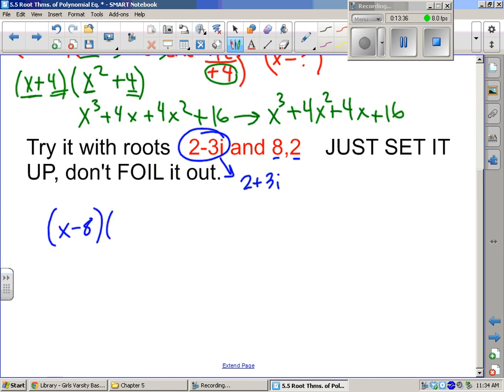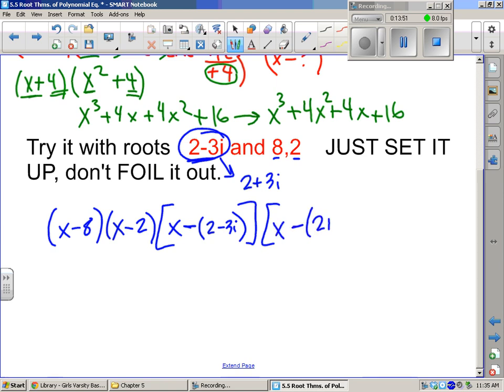One of them is x minus 8, one of them is x minus 2, and then these get a little bit tricky. Here's what I suggest. You do x minus, and then within there, 2 minus 3i. So brackets help to separate what we have. I'm pretty sure you guys could handle FOILing this. Okay, so I'm going to focus on these.